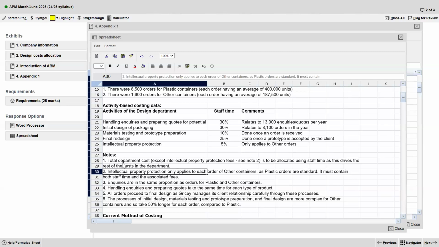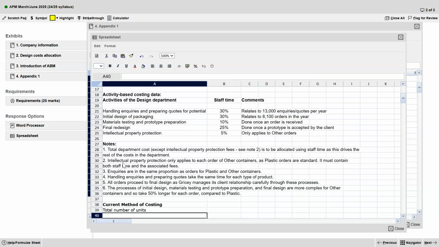Intellectual property protection only applies to each order of the other container as plastic orders are standard. It must contain both the staff time and the associated fee. Inquiries are in the same proportion as orders for plastic and other containers. Handling inquiries and preparing quotes take time. All orders proceed to final design as Greasy manages the process of initial design, material testing, and so on.